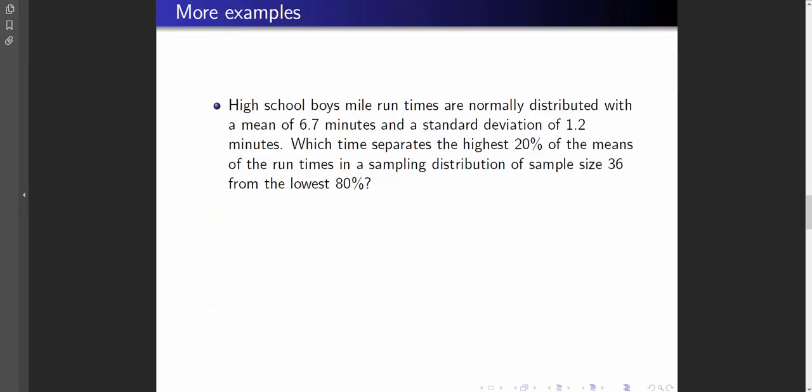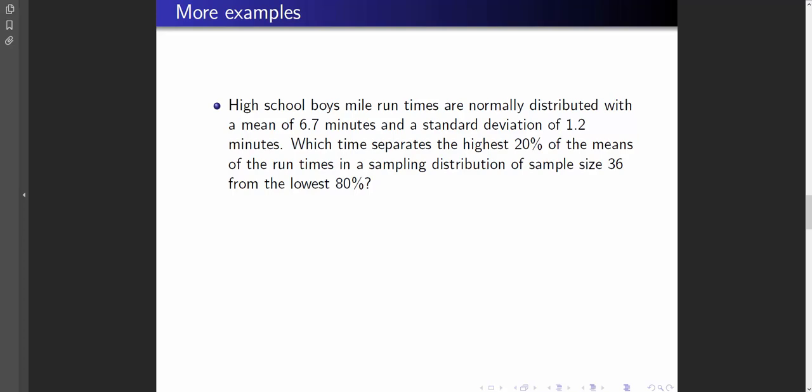Let's go ahead and take a look at the next problem. Here we have high school boys. High school boy mile runs are normally distributed. That's given to us with a mean of 6.7 minutes and a standard deviation of 1.2 minutes. Which times separate the highest 20% of the means from the lowest 80%?